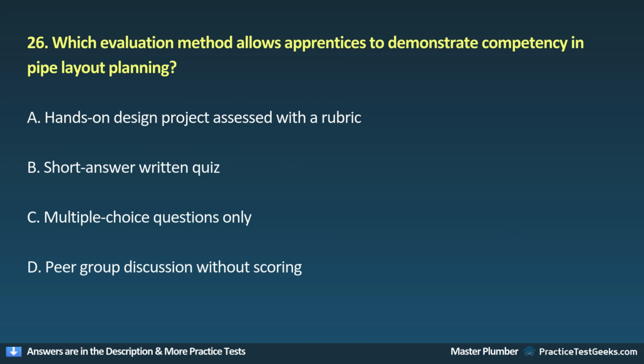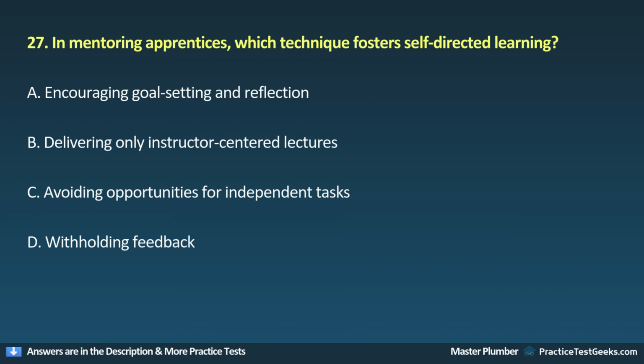26. Which evaluation method allows apprentices to demonstrate competency in pipe layout planning? A. Hands-on design project assessed with a rubric. B. Short answer written quiz. C. Multiple choice questions only. D. Peer group discussion without scoring.